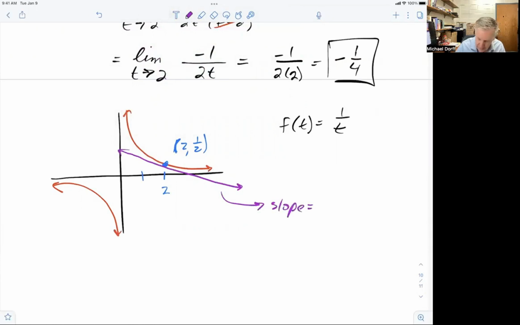And we're trying to figure out what is the slope of this line here. That's going to equal the derivative at 2, which we just saw was negative 1/4. And that makes sense. It's definitely negative because it's going down, and the slope is getting closer to a horizontal line, so it's between negative 1 and 0. And so negative 1/4 makes sense with that aspect there.